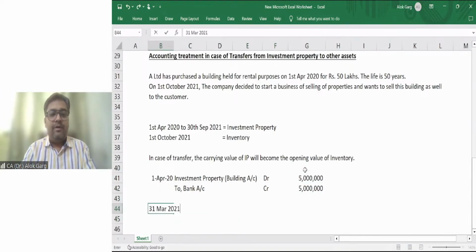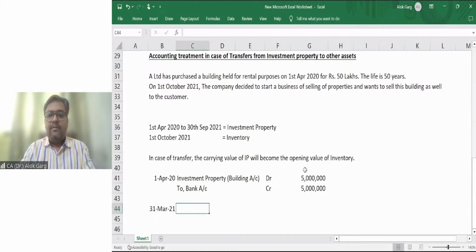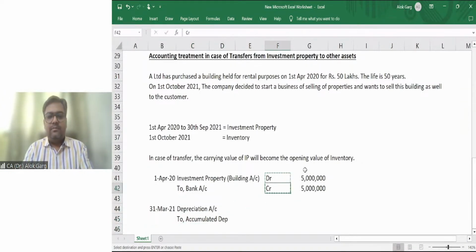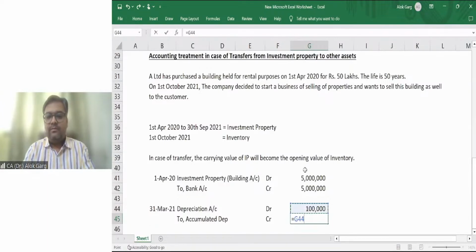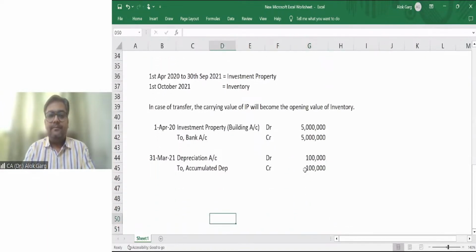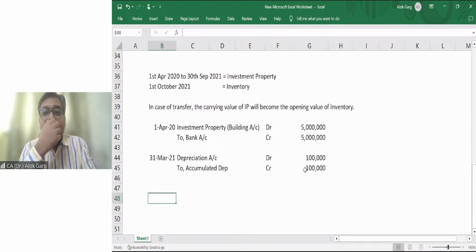31st March 2021. What accounting entry will pass? Depreciation. You will pass the depreciation also. No, it is a building. Depreciation on investment property account debit, because the accounting model is the same. It's the same as the PPE cost model. To accumulated depreciation, or I can say accumulated depreciation or investment property, whatever. What is the 1 year depreciation? 50 lakh divided by 50. Right?